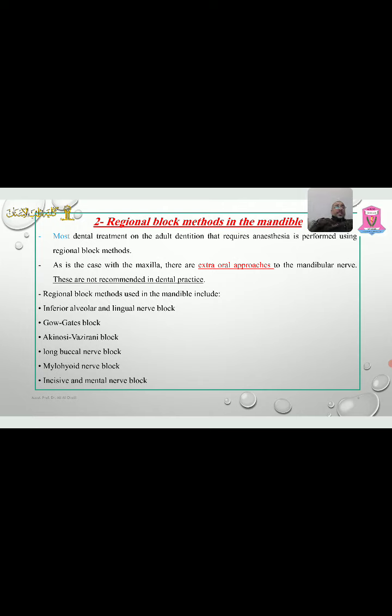Regional block methods in the mandible. Most dental treatment on the adult dentition that requires anesthesia is performed using regional block methods. As with the maxilla, there are extraoral approaches to the mandibular nerve, and these are not recommended in dental practice. Regional block methods used in the mandible include inferior alveolar and lingual nerve block, Gow-Gates block, Akinosi-Vazirani, long buccal nerve block, mylohyoid nerve block, and incisive and mental nerve block.